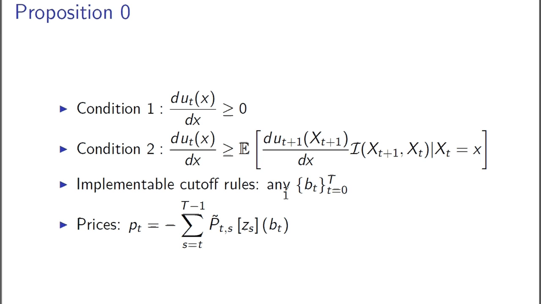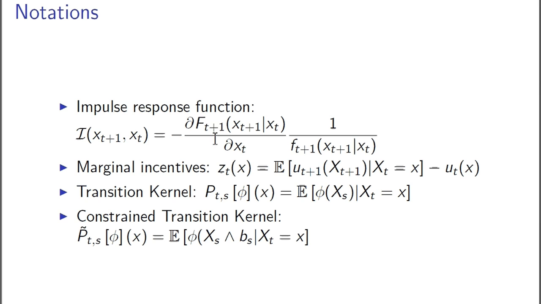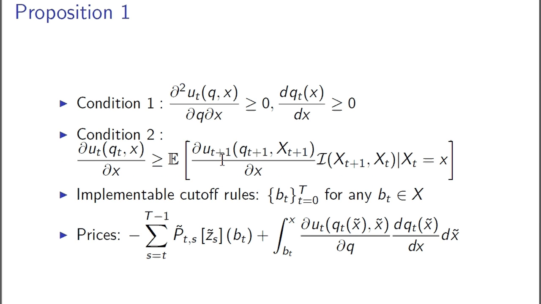There is some notation that you may not know. The I here represents the impulse response function. The Z here is marginal incentives, which is basically the difference between utilities. And you have those transition kernels, which is just expectation over either the original process or some modified version of the process. These notations are not important, so I'm not going to go through them in detail.